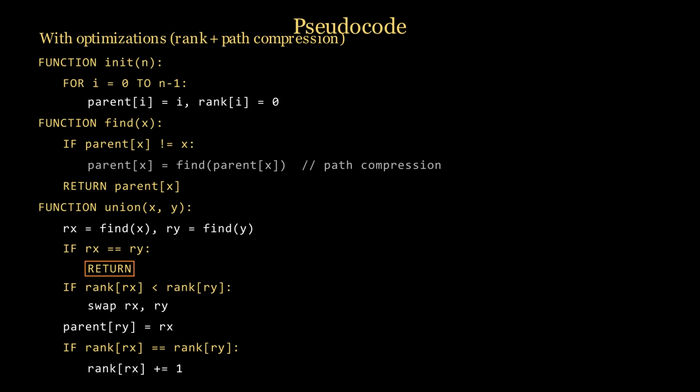Return early. If Rx has smaller rank, swap so Rx is always the larger rank root. Swap Rx and Ry. Attach the smaller rank root under the larger rank root. If ranks are equal, pick Rx as the new root and bump its rank. Increment rank of Rx since it now has one more level.